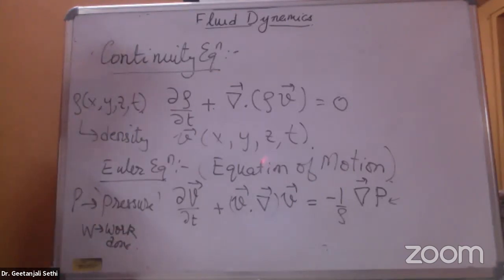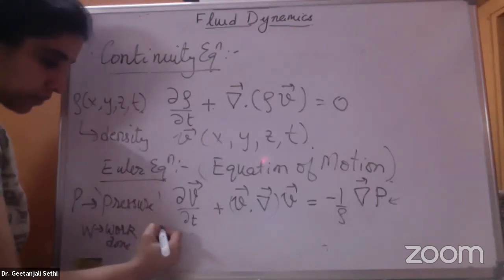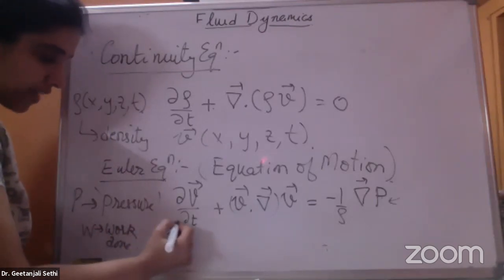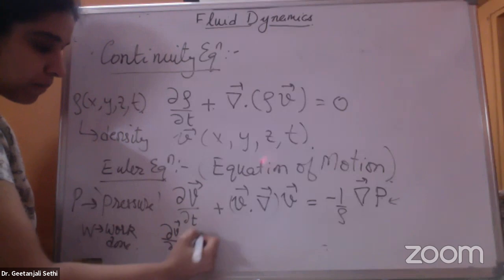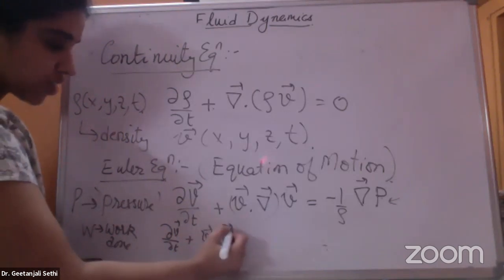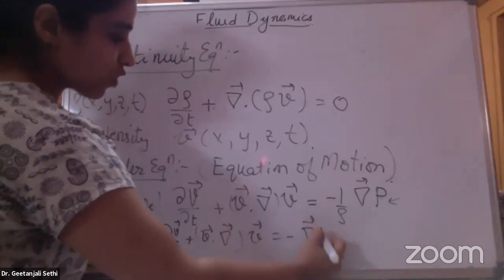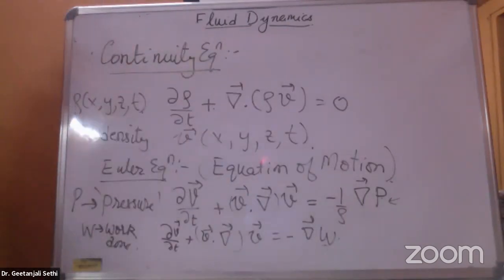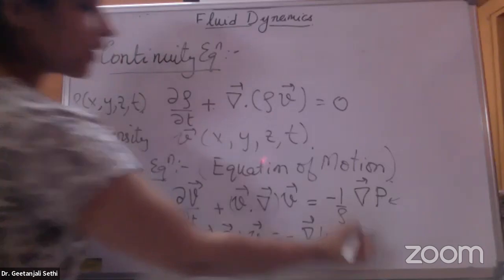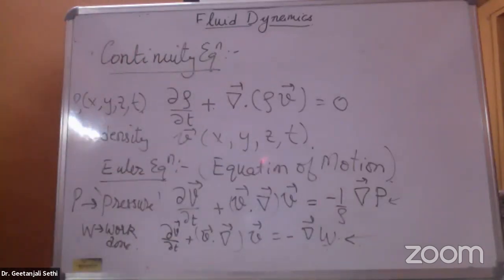Right? And that was del V by del T plus V dot del V equal to minus grad of W. Right? I'll remind you, how did we get this work done? Where did we get this work done from?